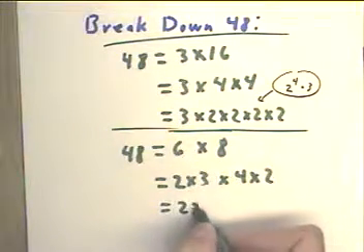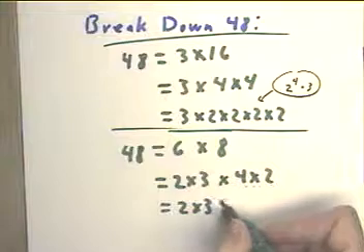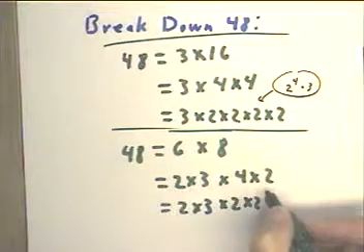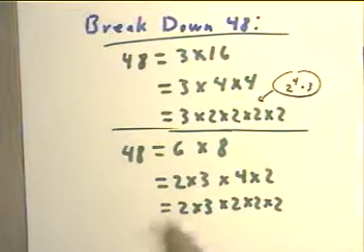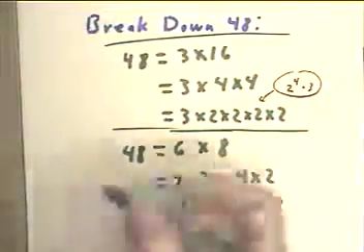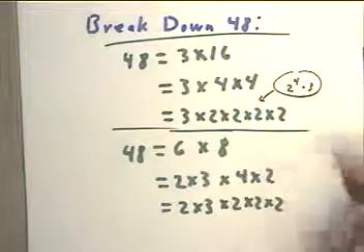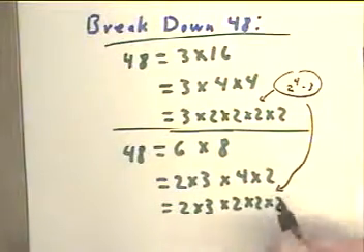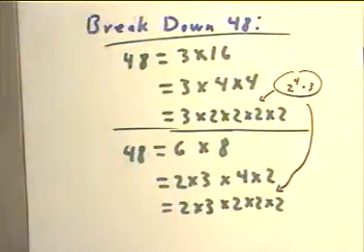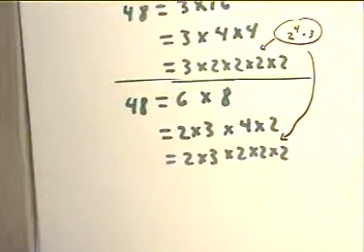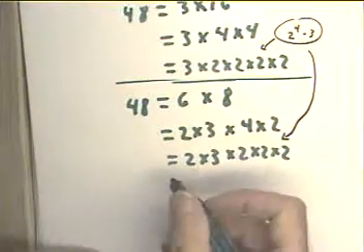And now if we take the 2 times 3 and the 4, breaks down into 2 times 2, and then there's another 2. Well, it looks like we get the same thing we got here again. It looks like we've got 2 to the 4th power times 3. Let's find another way to break this down so that it can't be broken down any further.